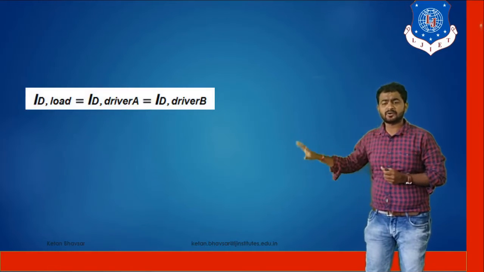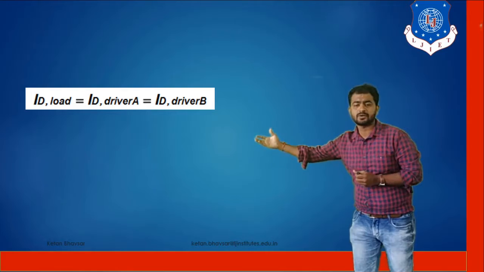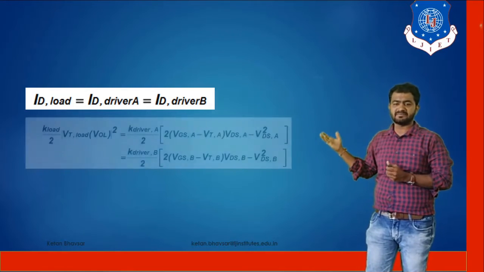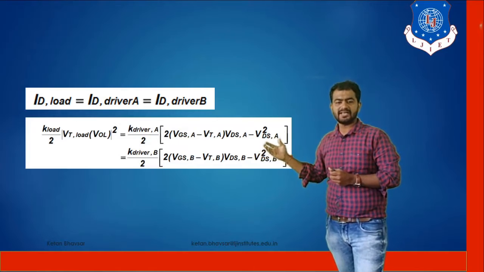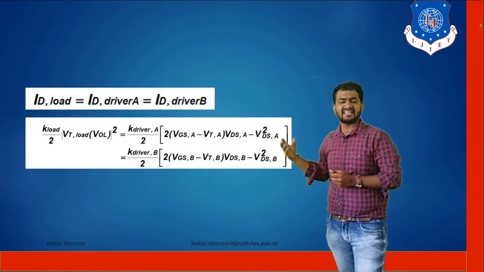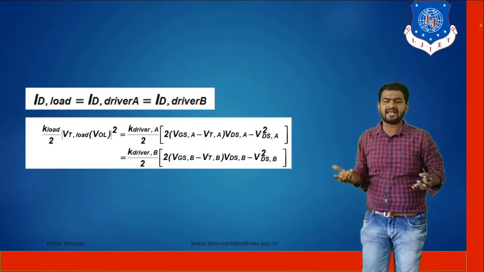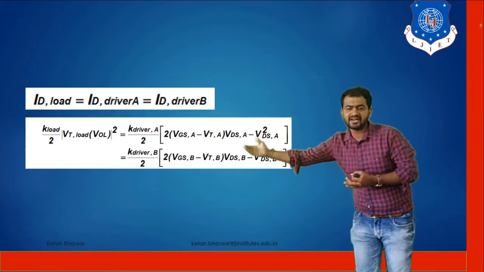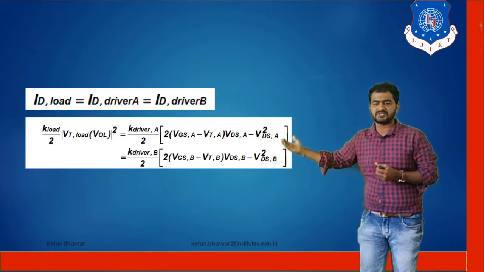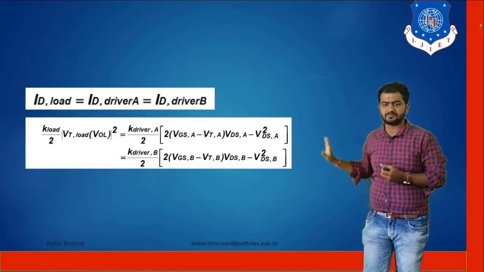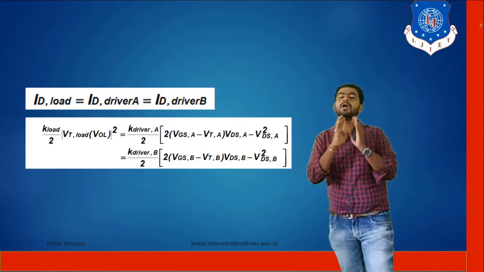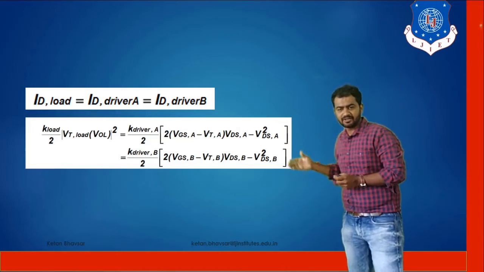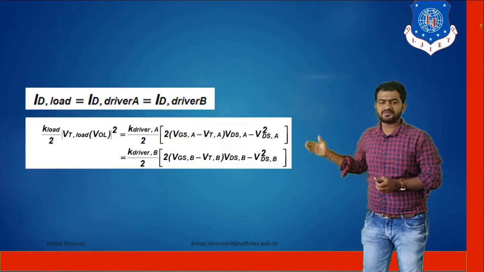Now similarly for the drain current ID calculation, the ID load is equal to ID drain A, equivalent to ID drain B. So K load by 2 into (VT load, VOL) squared is equal to K driver by 2, where K is mu n Cox W by L, which you already know. For driver A and driver B, similarly, (VGS minus VTO) into VDS minus VDS squared for the saturation region. Right now we are talking about two inputs, so we have two equations for A and B.